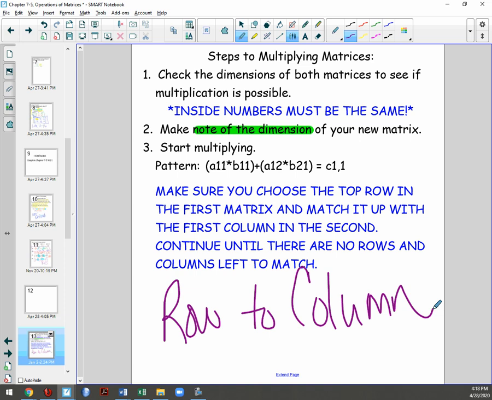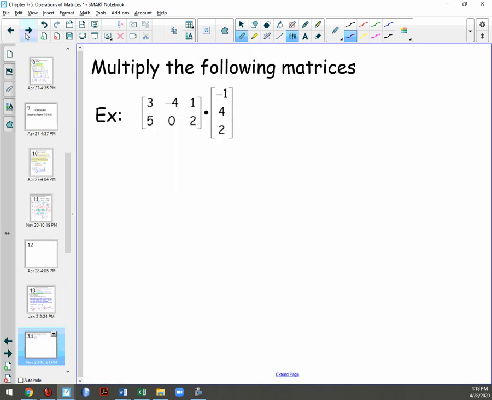Make sure you choose the top row in the first matrix and match it up with the first column in the second matrix. Whenever I say row to column, that's what I mean. Now, it's very hard to do without actually showing you an example, so we're going to go right to it.